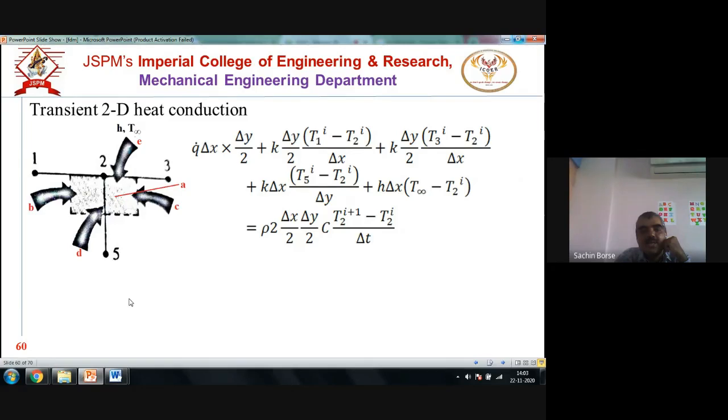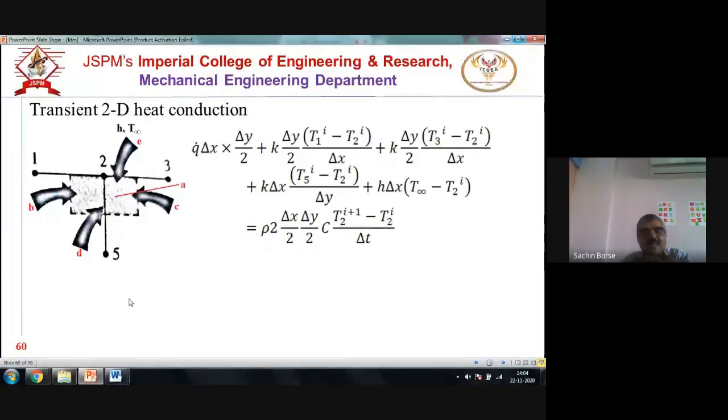Now here volume, if I say it is two elements, two into quarter elements. So it is 2 into del x by 2 into del y by 2 into C. Okay. So temperature difference on the right hand side, I am writing T2 I plus 1. I plus 1 means what? New temperature minus T2 I. T2 I means what? It is the old temperature divided by del T. So what I will do now? I will take the new temperature, that is I plus 1, on the left hand side, and remaining everything, that is old temperature, on the right hand side. So I got the equation for node 2.